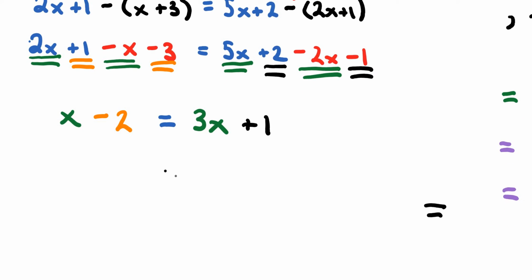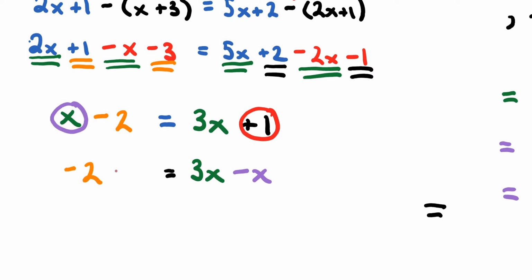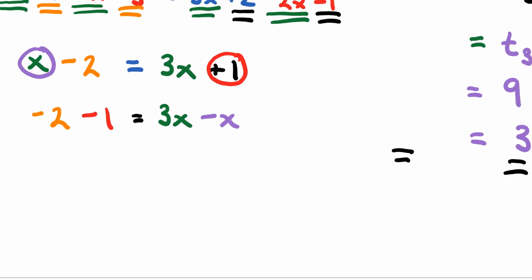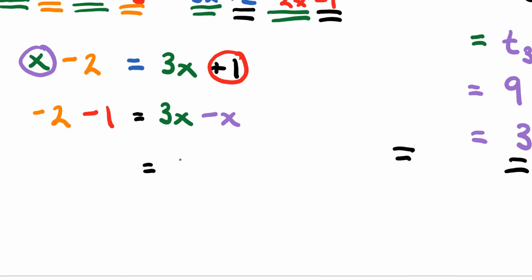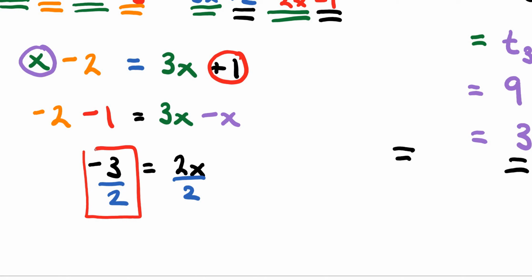All right, and then I just solve this particular equation here. So I'll leave the 3x over here. Then this x I'll move to the other side, so that's going to become negative x. The minus 2 would be on the left-hand side, and then this positive 1, I'll make that into a negative 1 on the left-hand side there. All right, so 3x minus x is going to be 2x. Negative 2 minus 1 is going to be negative 3. And then I divide both sides by 2. And there's my answer of negative 3 over 2.